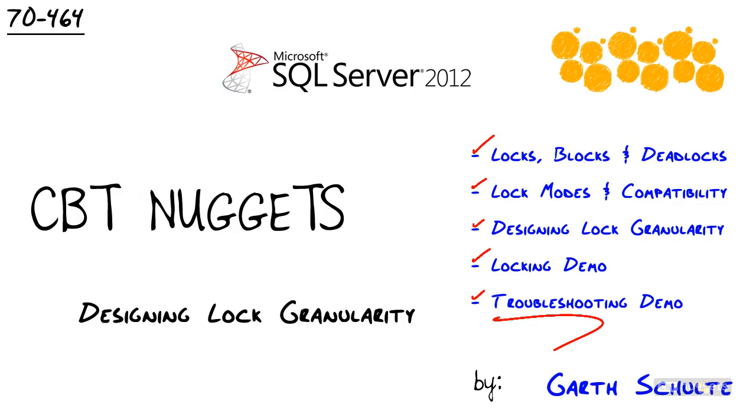In the CBT Nugget, we learned how to design for lock granularity. We started off by defining locks, blocks, and deadlocks. We saw locking resources, lock modes, lock compatibility, lock escalation, and then we saw how to properly design for lock granularity, which is really all going to be around the types of queries that are hitting your database. We want to make sure that they're utilizing indexes, that they're short, and that they're optimized. We then jumped into the Virtual Nugget Lab. We saw how to run queries that create locks, how to troubleshoot them, how to view locking information, what blocks and deadlocks look like, and many of the tools that we can use to troubleshoot locking in SQL Server.